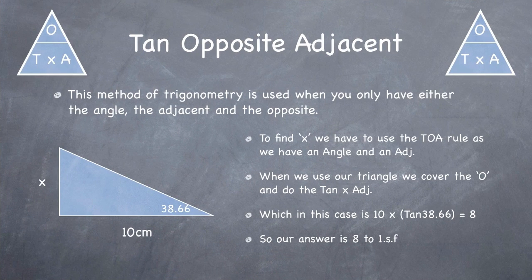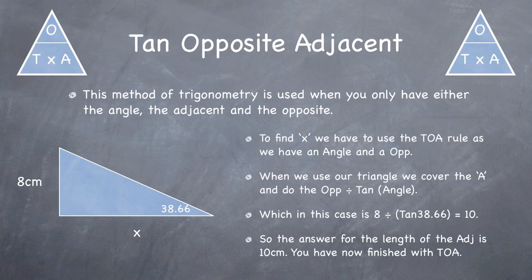Now to find the opposite, we cover the O and do tan of the angle times adjacent, which in this case is 10 times tan 38.66 equals 8. So our answer for the length of the opposite is 8 centimeters to 1 significant figure.